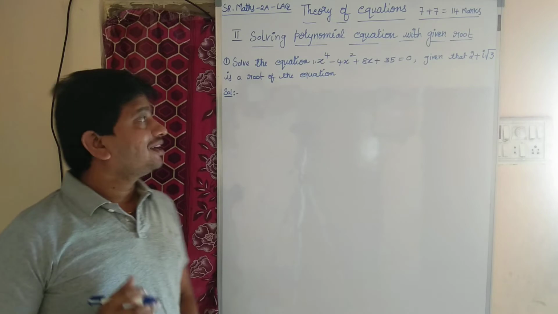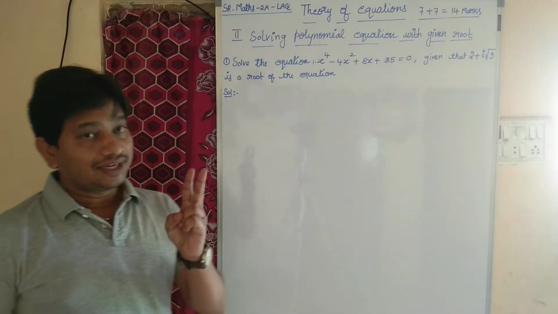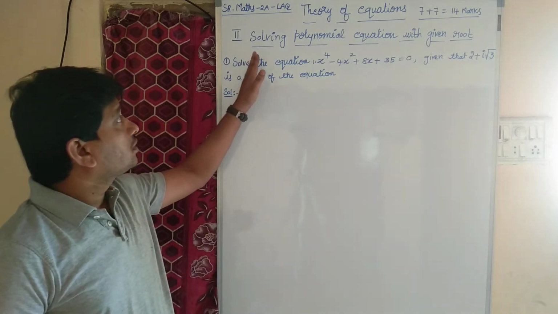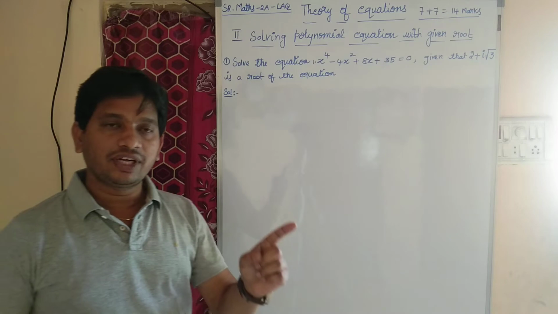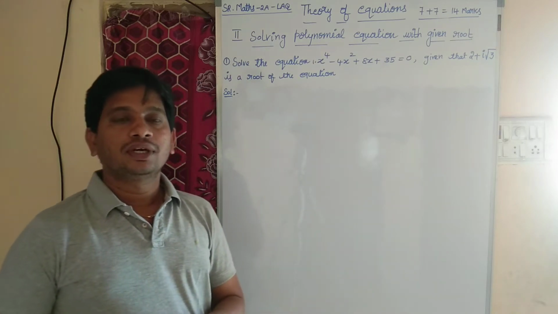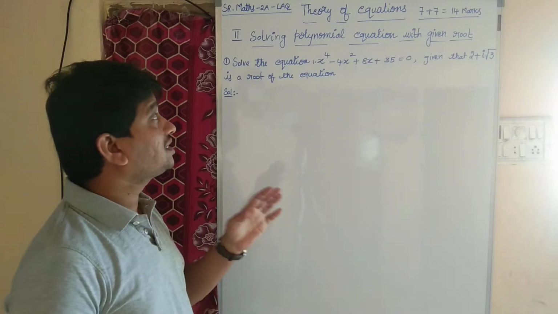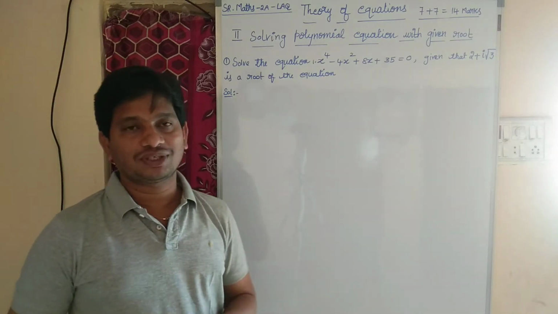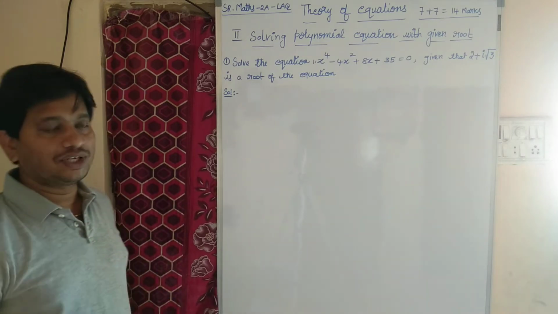And in today's session, let us discuss the theory of equations, the second part: solving polynomial equations with a given root. In the previous video, we discussed theory of equations part 1, reciprocal equations. As I told you, this chapter carries two 7-mark questions. So method 2 type of problems we will discuss in this video.